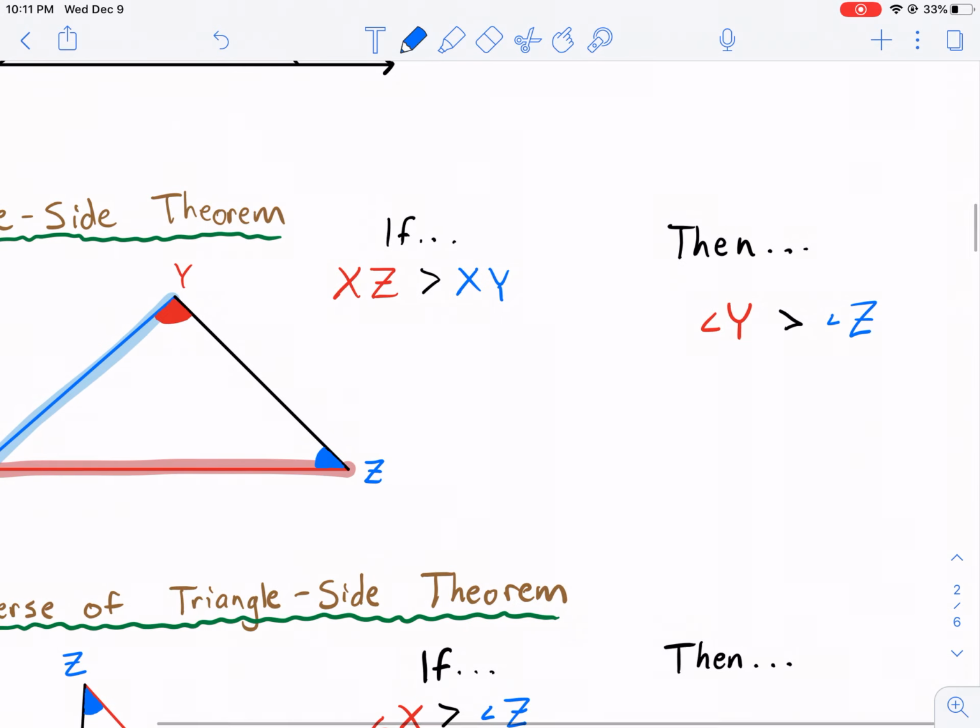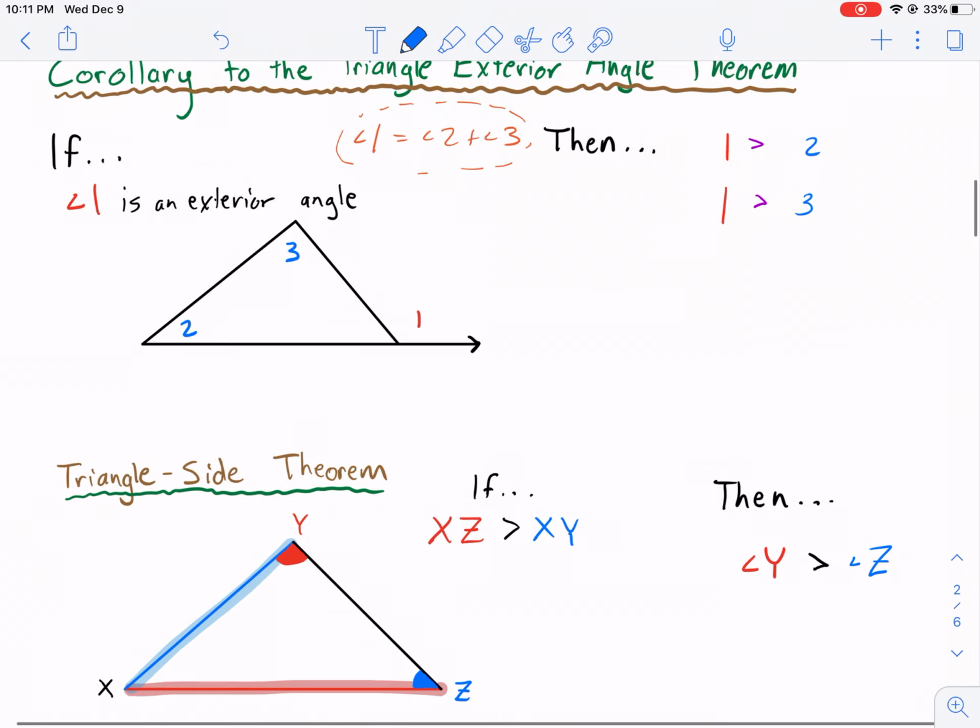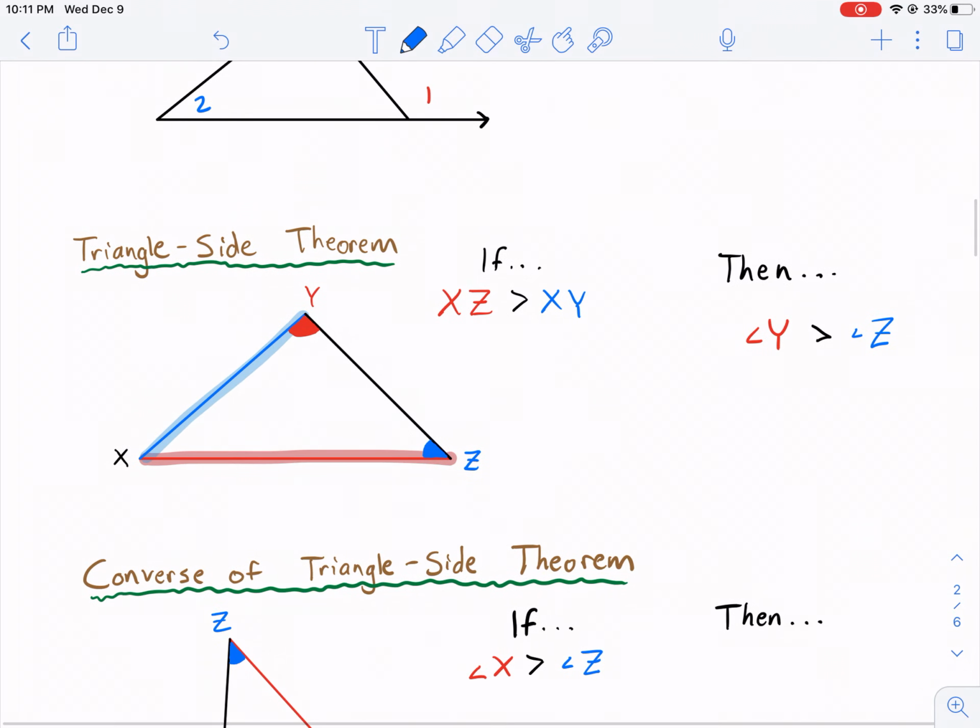Okay, so angle Y is going to be bigger than angle Z. Now, why is that? Well, the main principle to understand here is when we have a triangle, we have two sides that are like hinged. Well, let me undo that. There, got it. Okay. We have a hinge.